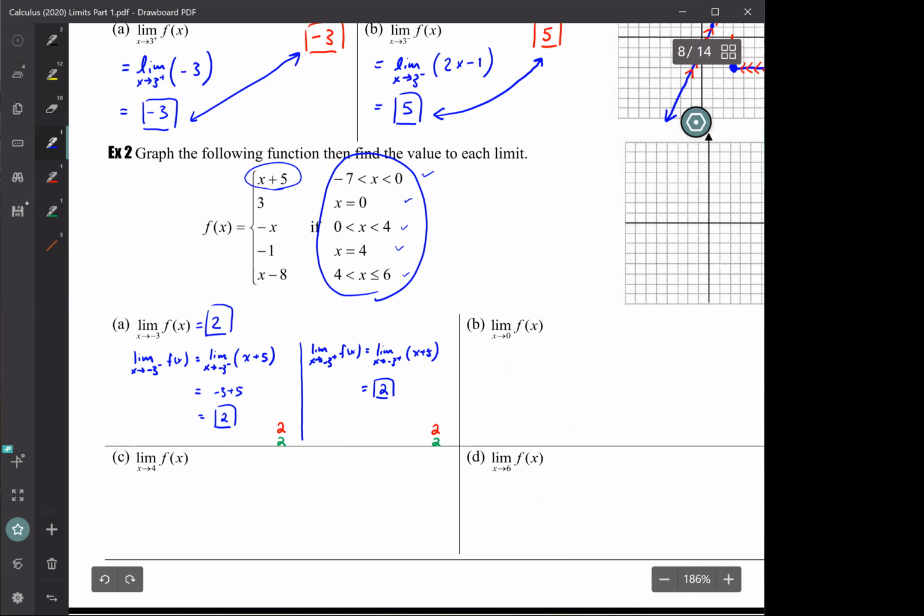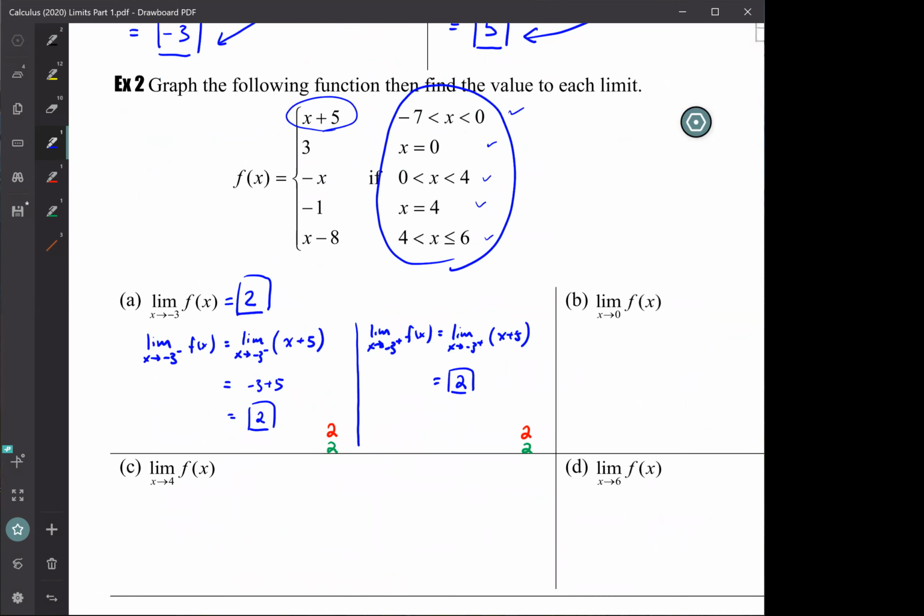That's your answer, okay? So if they did not tell you to check left or right side, you have to do it by yourself first. Make sure if they are the same. If they are different, then you will say DNE for the final answer. If they are the same, then you write down the same value. Make sense?